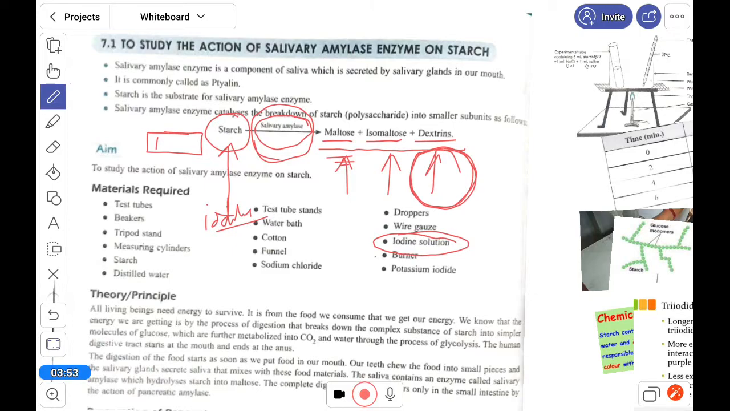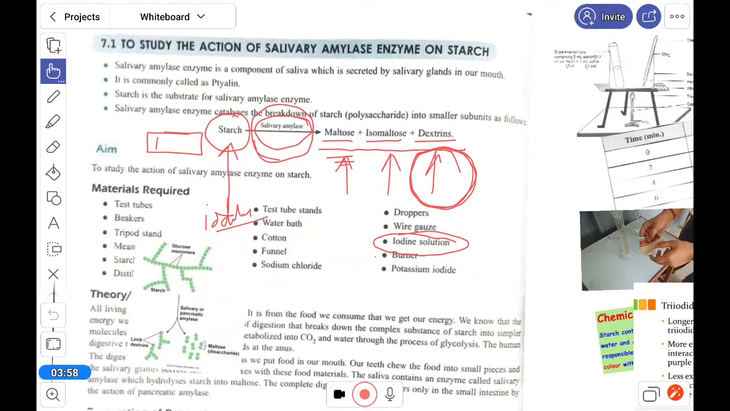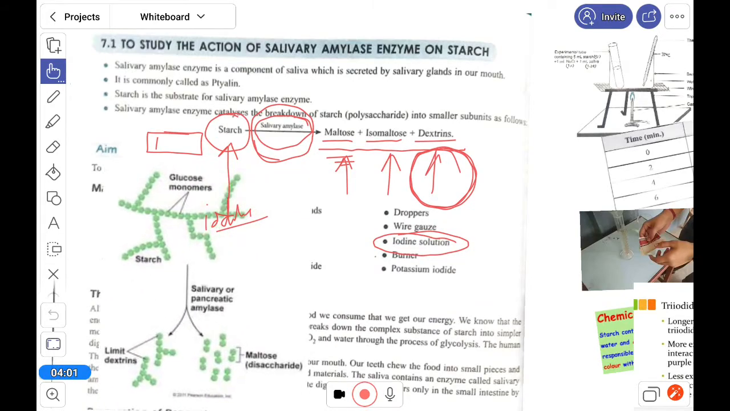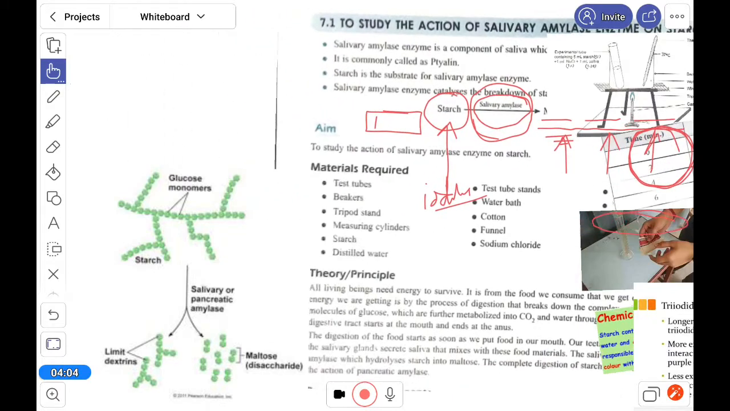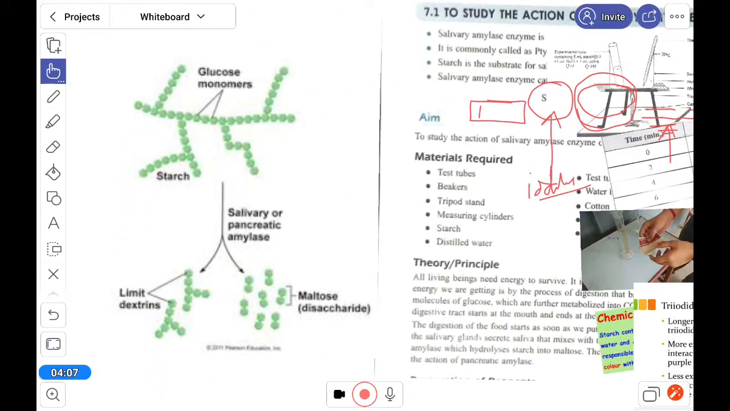Okay. In iodine, this type of breaking will be there. Here you can see this one. This is starch, and a branching structure is there. After the action of the salivary amylase, it splits into maltose, the disaccharides, and after that the monosaccharide, that is glucose, and limit dextrin, which is also much simpler than this.